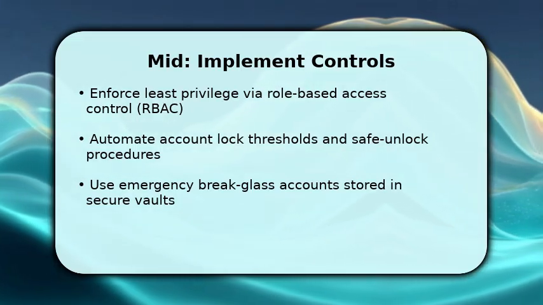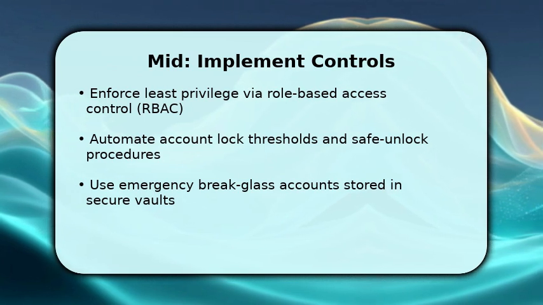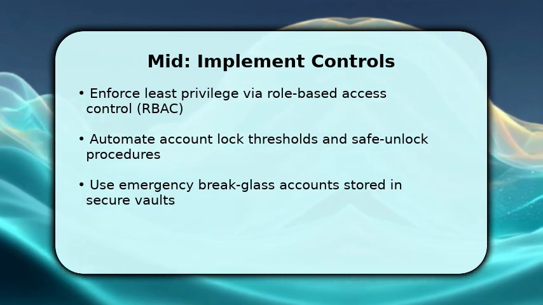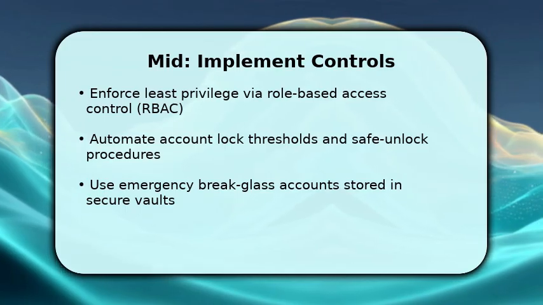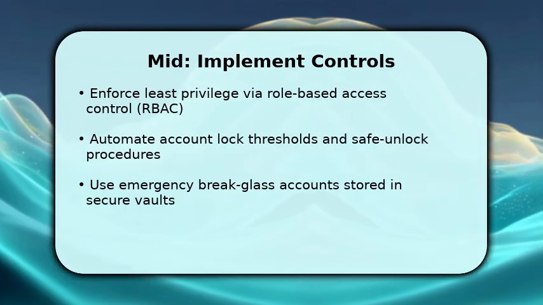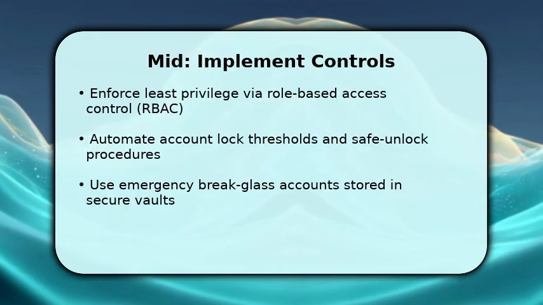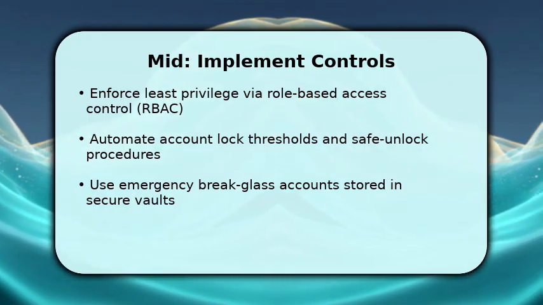Also provision one or two break glass accounts kept in a hardware-backed vault. Use them only with monitored approvals. These steps reduce both accidental and malicious lock scenarios while keeping auditability intact.